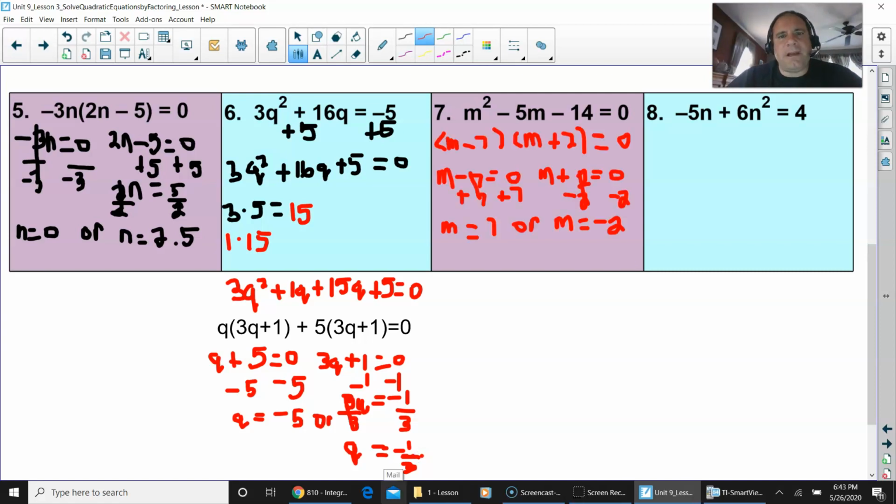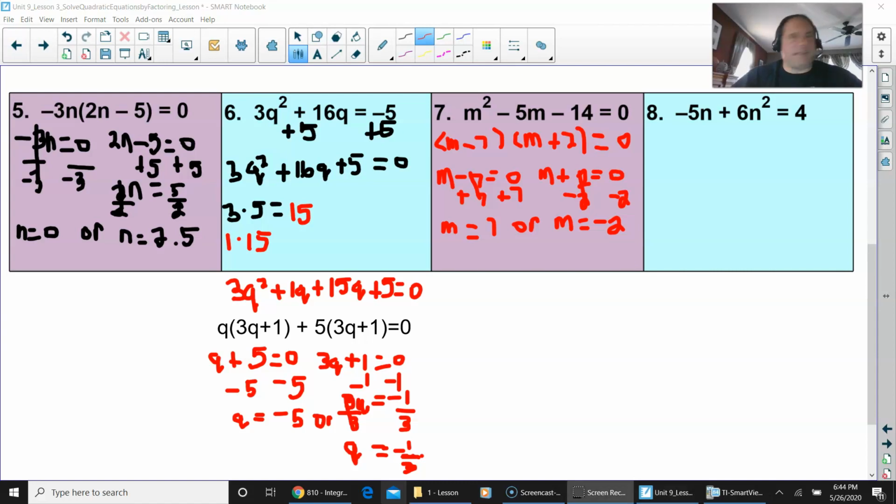So we have m minus 7 times m plus 2. I factored the trinomial into 2 binomials. -7 times +2 is -14. -7 plus 2 is -5. And I have m minus 7 equals 0, and m plus 2 equals 0. I added 7 on both sides, so m equals 7. And for the second equation, I have m plus 2 equals 0. Subtract the 2 from both sides. The two roots, zeros: m equals 7, or m equals negative 2.